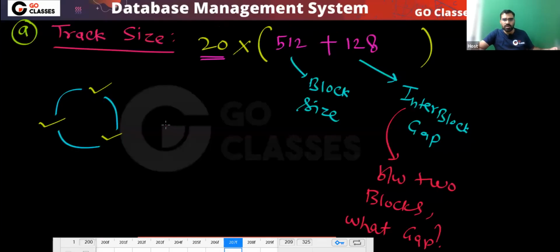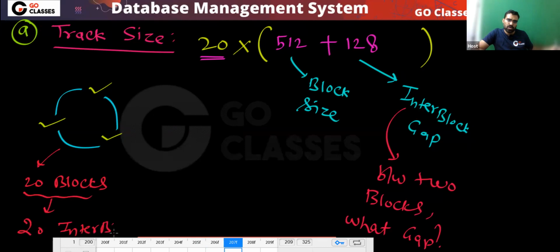And what is the useful track size? That is different. Is this clear? Let me know, Navathe, is this doubt clear? So you can notice, if you have 20 blocks, then 20 blocks imply 20 inter-block gaps. If you have 20 blocks, then there are these many gaps also.